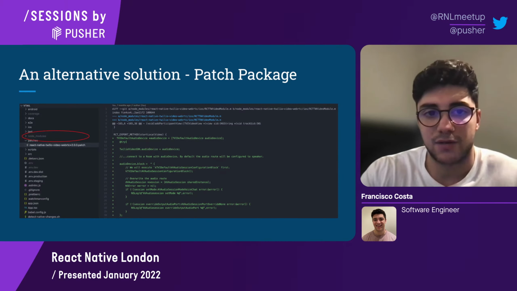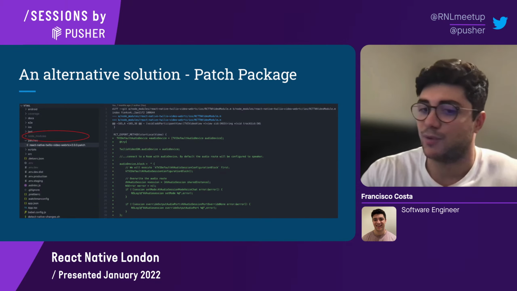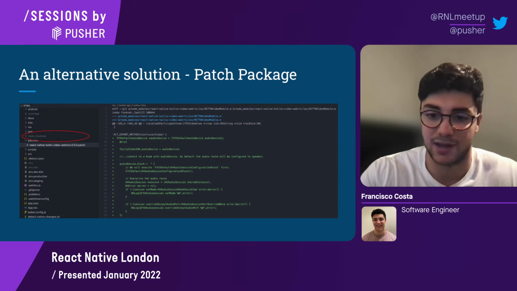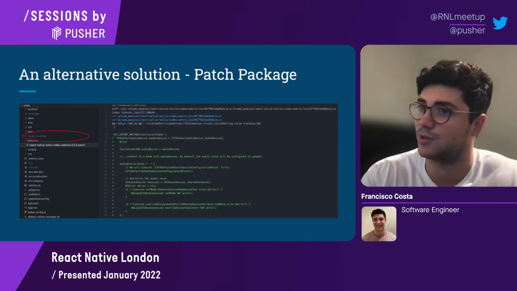I'd recommend these for hot fixes and small bugs, temporary solutions, but not something you'd probably want to keep for very long. It's definitely better to open up a PR for the library that you think has a bug in it, or add some extra functionality to it if it's that small a change where you're just using patch package.